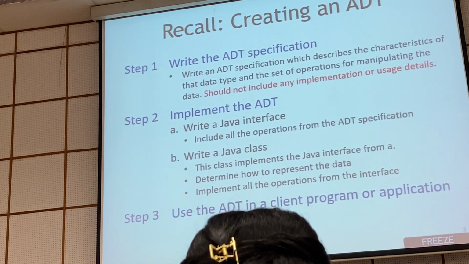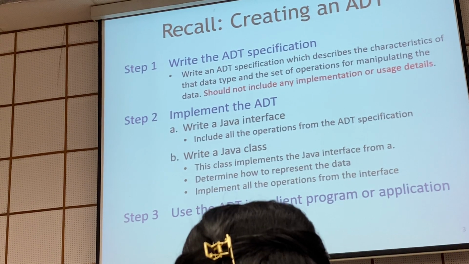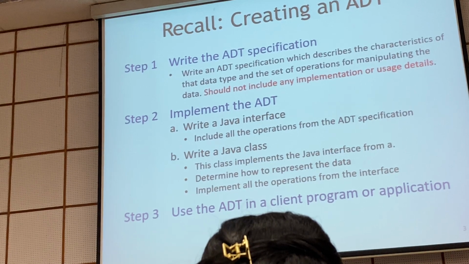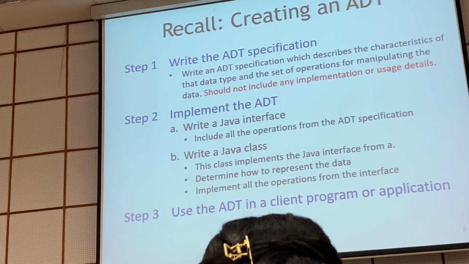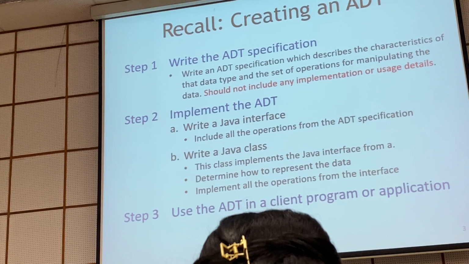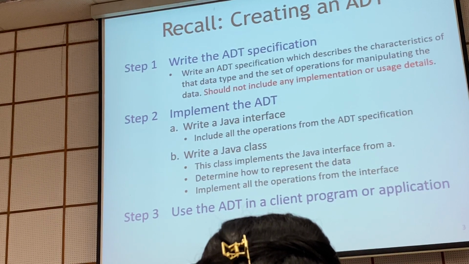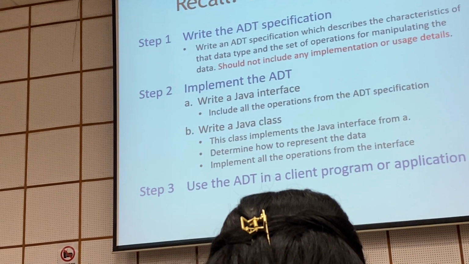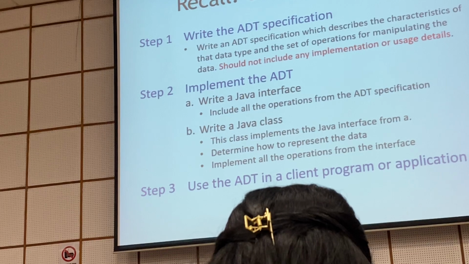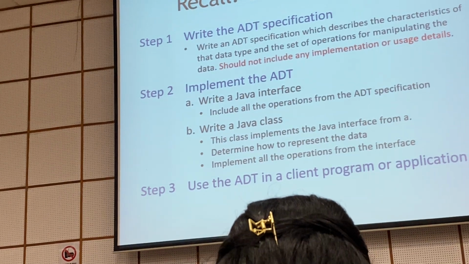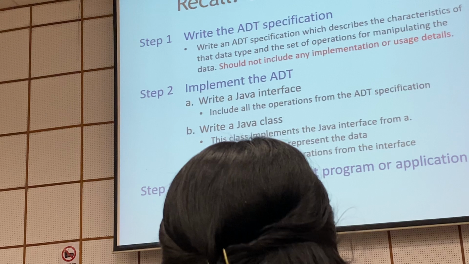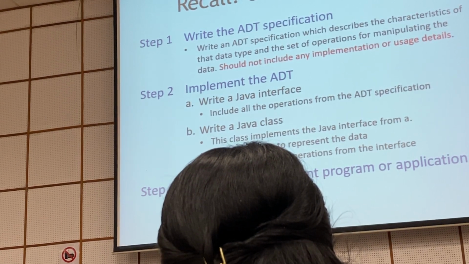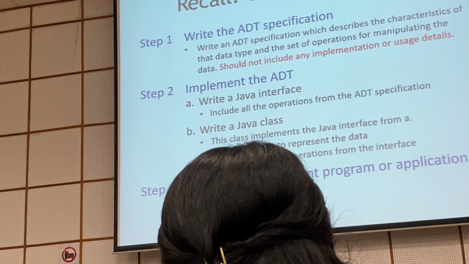Okay, so here you write your ADT specification, which describes the characteristics of the data type and the set of operations for manipulating the data, whereby you shouldn't include any implementations of the operations. Next, we have to implement the ADTs, where you need to write your interface. The interface will be all the operations that you have declared in your ADT specifications.